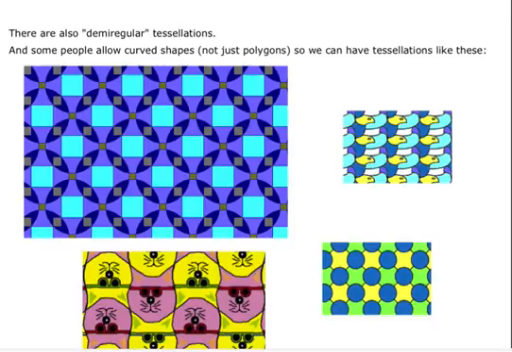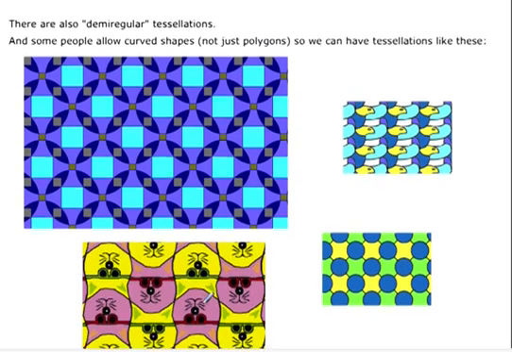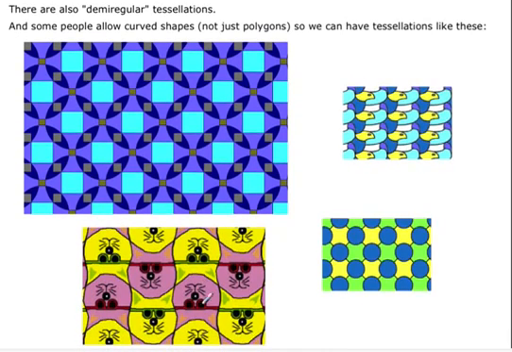There are also other tessellations called demi-regular, and some people allow curved shapes, not just polygons. So you can have a bunch of different tessellations like these. This one is made with a bird head and some other shapes. This one has some regular polygons, but they also have curved shapes. This one is made with a bunch of cats, a repeated shape, and sunglasses. And this tessellation too has a repeated pattern of circles and then squares.